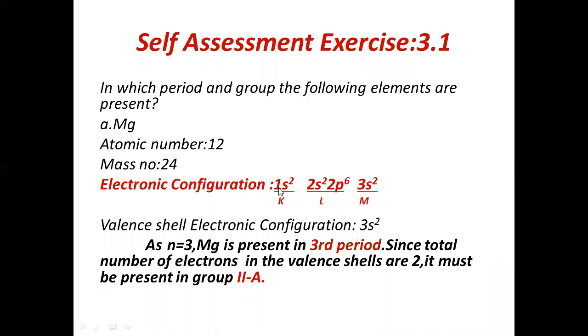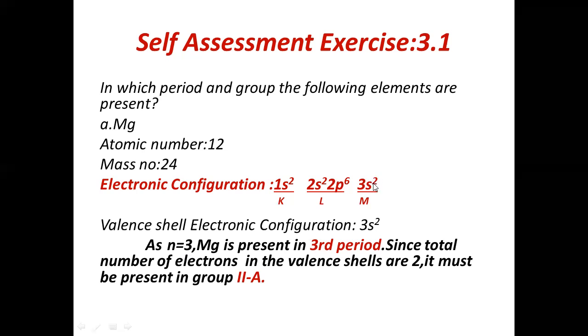So you can see shell number 1, shell number 2 means L shell and shell number 3 means M shell. So we have to see the valence shell. Valence shell means the outermost shell. The outermost shell or valence shell configuration is 3s2. Now you know that the n value or the shell value tells us about the period number. So n value or shell number is 3, n is equal to 3. So magnesium is present in third period.